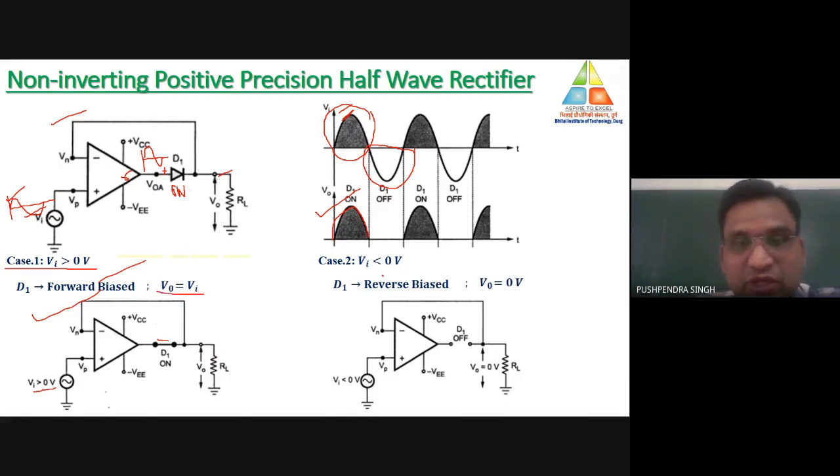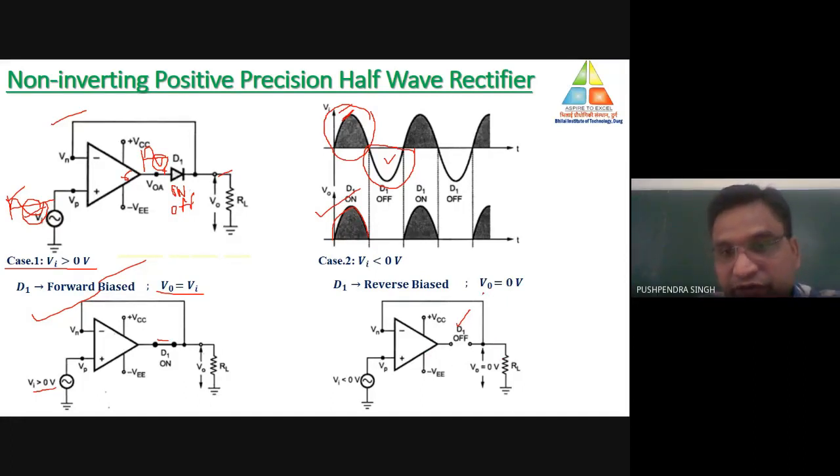Now case number 2, when the level of the input signal is less than 0. That means we are concentrating on this negative part. The same negative signal is applied at the positive terminal of the op-amp. So at the positive terminal, the level of the input signal is negative. Due to that, the diode will be in off condition, or reverse biasing condition. When the diode is in reverse biasing condition, it will be open circuited. That means there is no connection between the output terminal and input terminal of the op-amp.